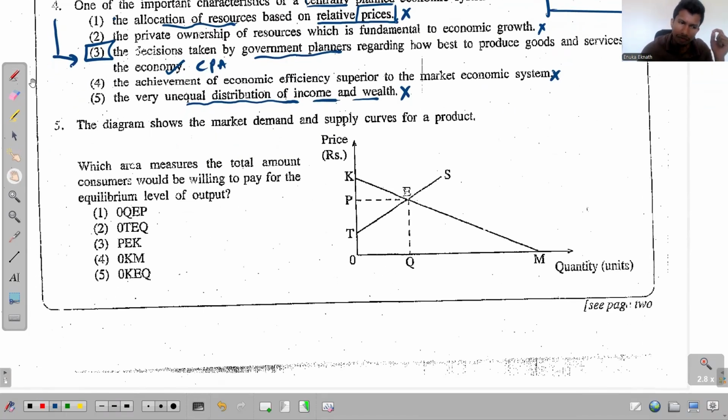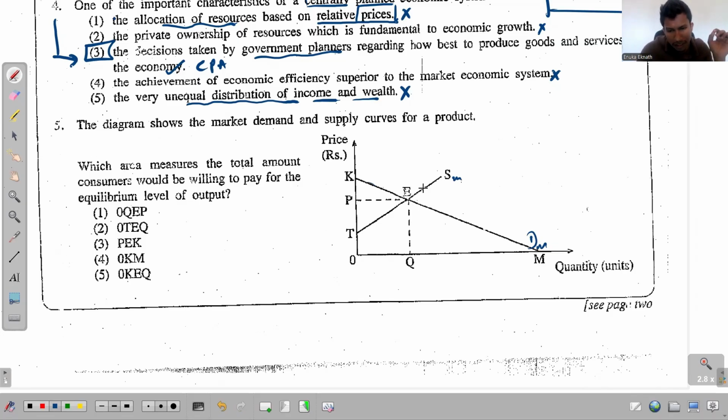Right. Now look at this fifth one. It says the diagram shows the market demand and supply curves for a product. Okay, so we see the market demand and also we have the market supply. Then by giving this diagram, they ask us to recognize which area measures the total amount consumers would be willing to pay for the equilibrium level of output. All right, so let me just show you these 2 points.